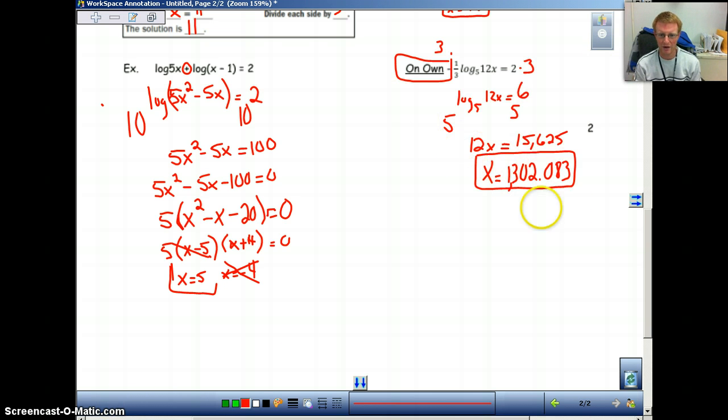Okay, so hopefully you got an answer of 1,302.083. The first step here was to multiply by 3 on both sides to get rid of the 1/3. When you did that, you ended up with 6. Okay, and then we had base 5, so we had to exponentiate, putting 5 to the 6th power on both sides. You got 12x equals 15,625. Divide by 12, you get 1302.083.